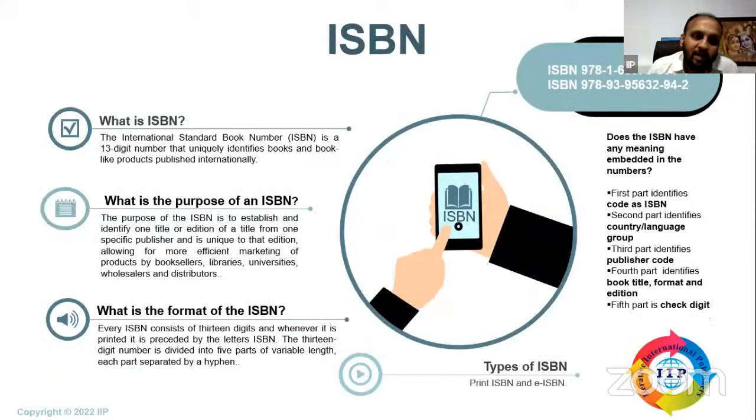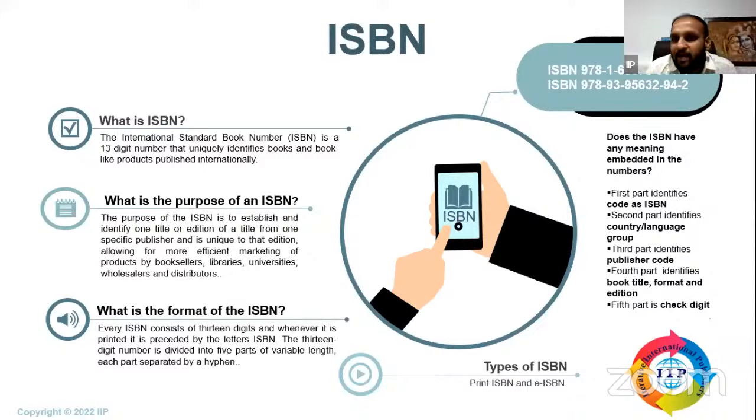ISBN is an International Standard Book Number. Now, what is the purpose of this ISBN? It is something like how we get a unique identity for a person in India, having its unique identity. Then what is the format of this ISBN? For example, you can observe here in the ISBN.